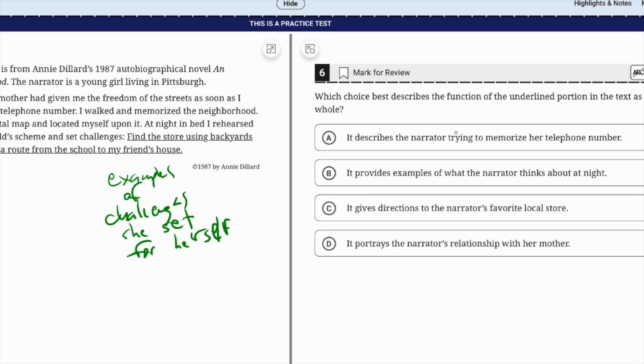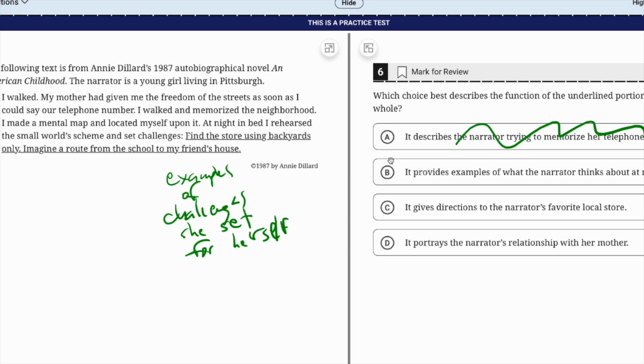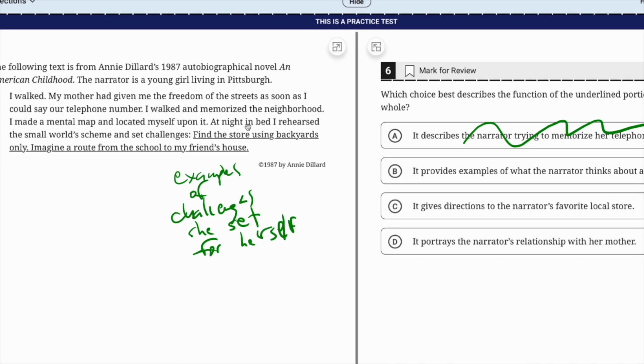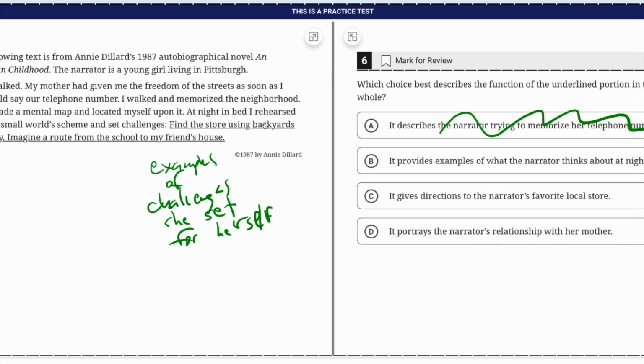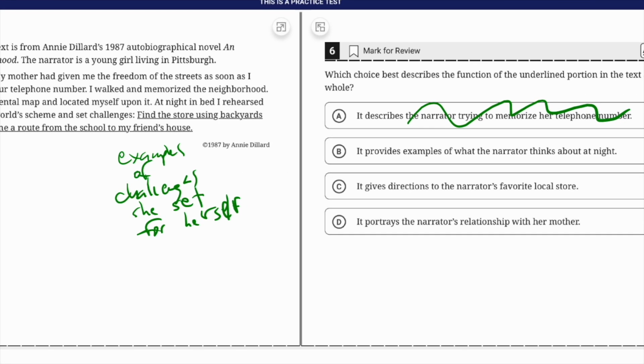So she's not trying to memorize her telephone number. Examples of what the narrator thinks about at night. Maybe. Examples, yes. And then at night, well, what does she think about at night? These challenges that she set for herself. So even though it doesn't initially look like a match, that is going to be correct.